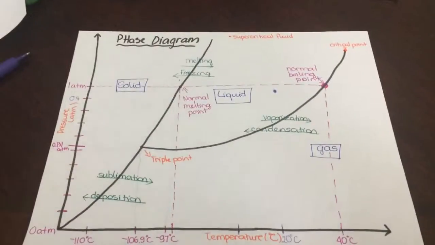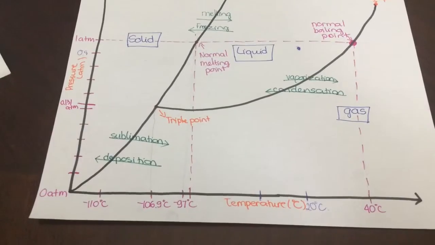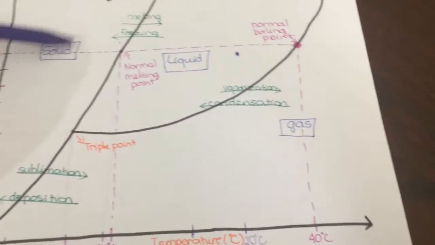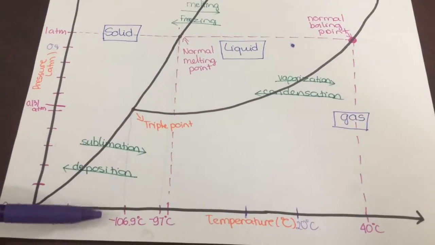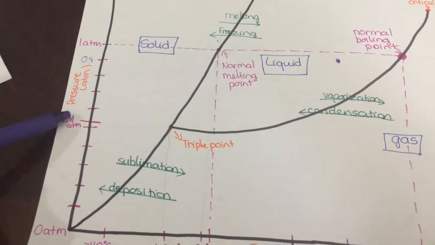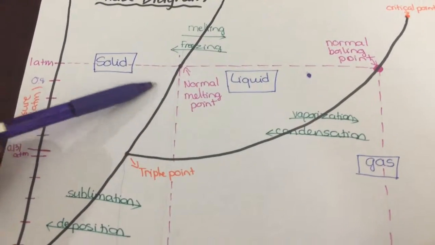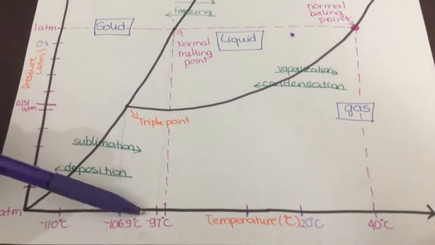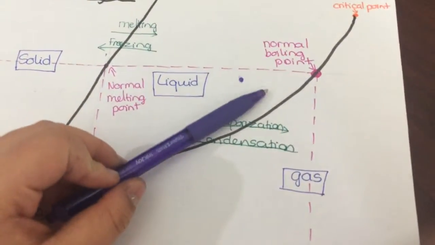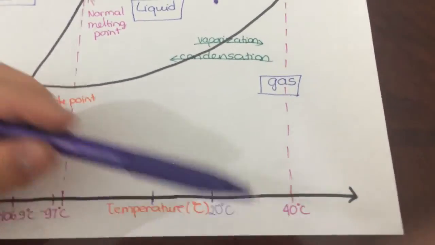So let's talk about the phase diagram of dichloromethane. So this is the solid, liquid, gas. The triple point is at negative 106.9 degrees. The pressure is 0.131 atm. This is the triple point, and the normal melting point is at 1 atm and at negative 97 degrees. The boiling point has the same pressure, 1 atm, and 40 degrees.